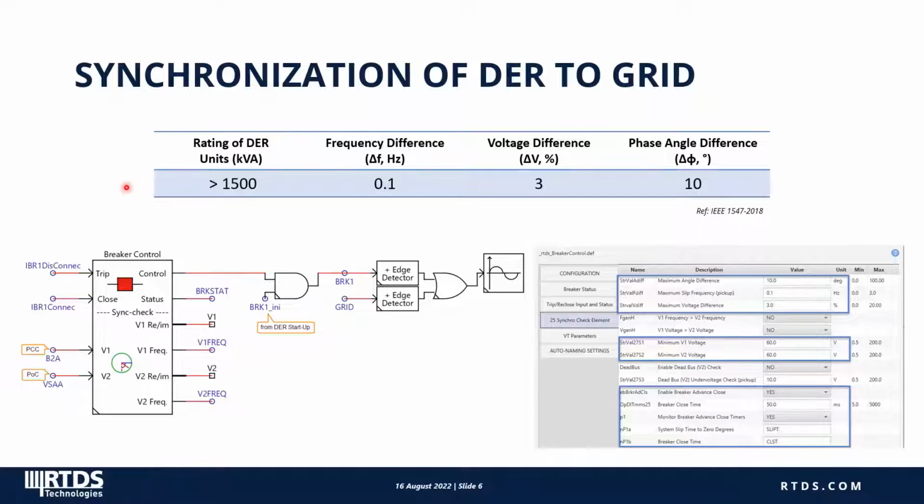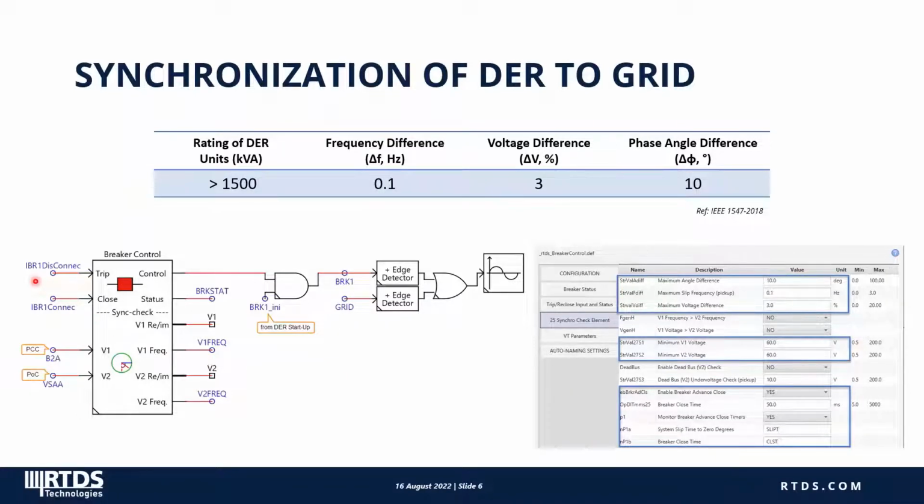The synchronization parameter limits shown here, taken from the standard, is applied in this case. The voltage at the PCC and POC bus are compared using the synchrocheck function available in the breaker control component. The parameters are entered in the corresponding fields of the component highlighted here. The breaker advanced close feature is enabled in the component to ensure a smoother transition by closing the breaker at exact zero slip.